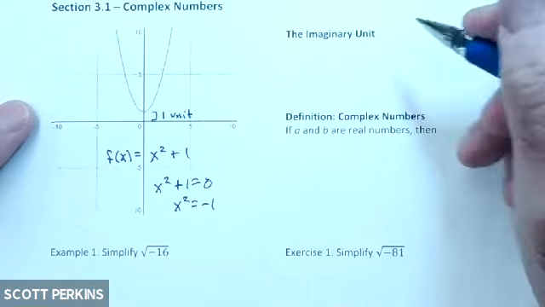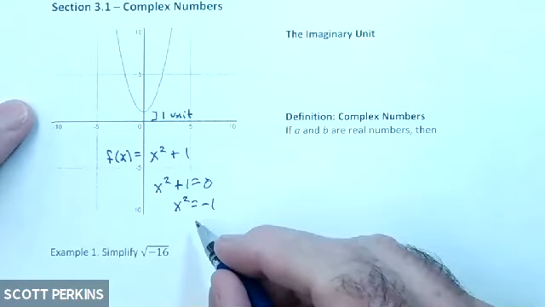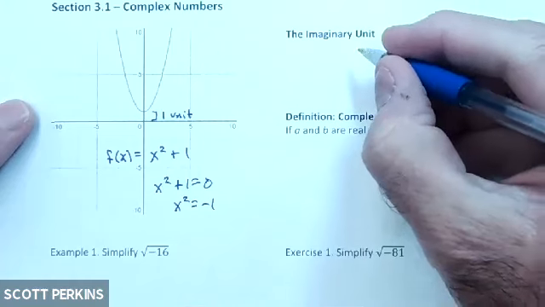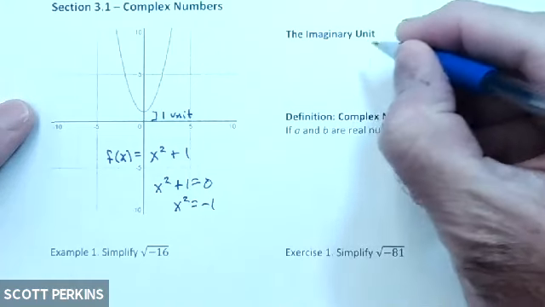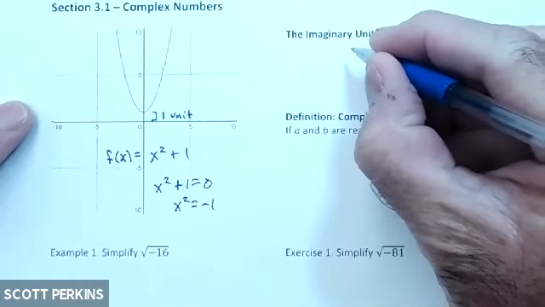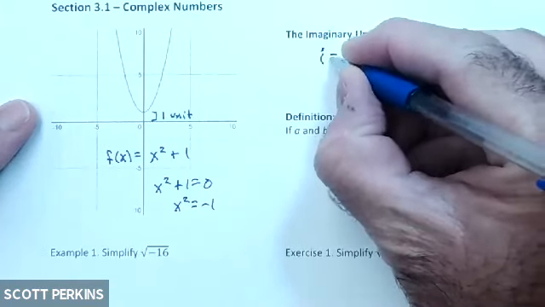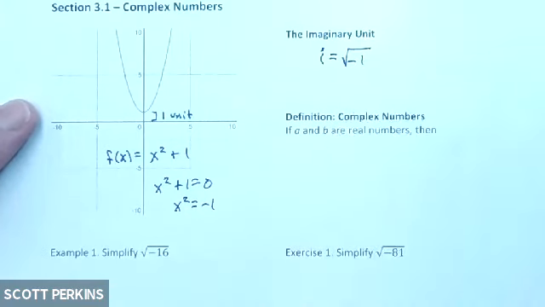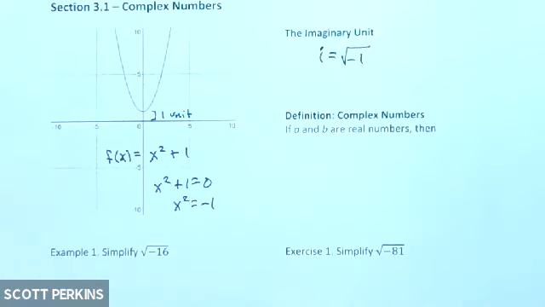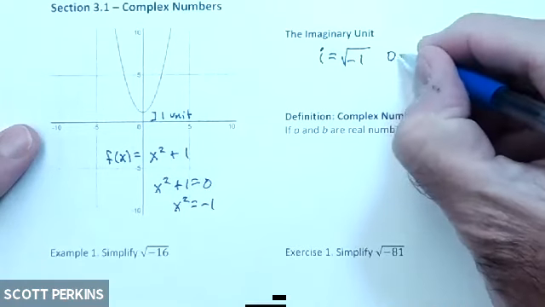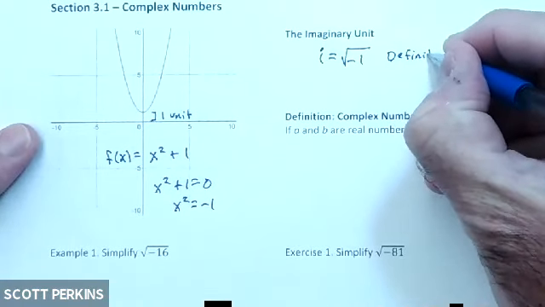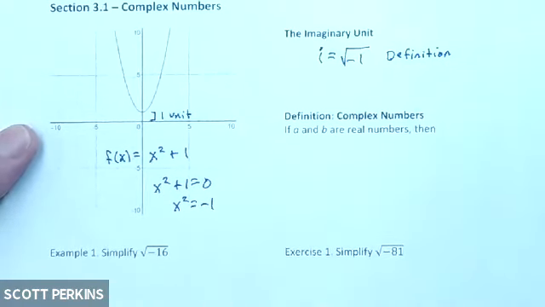So here's the imaginary unit. The imaginary unit is the value that solves this. And so the imaginary unit is defined. This is the definition. This is what we have to know. The definition of the imaginary unit is that i is equal to the square root of -1. This is given to us. We don't make this up. This is made up for us. So I'm just going to write over here, this is the definition of the imaginary unit.